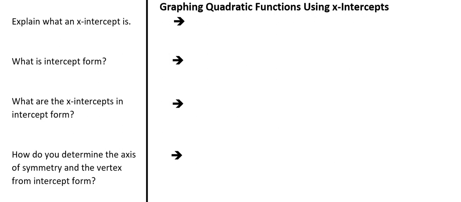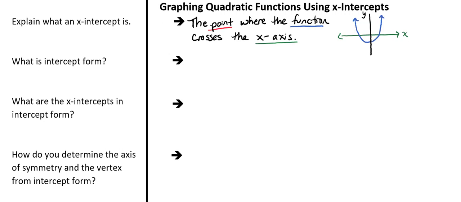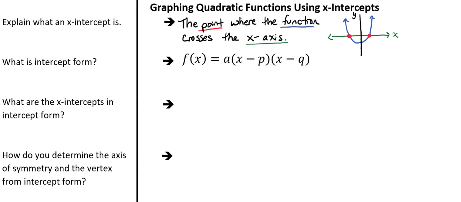In this video, we're going to be graphing quadratic functions using x-intercepts. So let's do some refreshers really quick. I'm going to explain what an x-intercept is. An x-intercept is the point where the function crosses the x-axis. Here in our diagram, these points right here would be our x-intercepts.